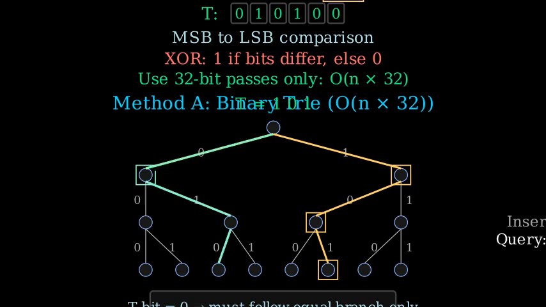Example: insert two numbers, 010 and 100. Now query for the number 110 with target T equal to 101. We will highlight the equal path and add opposite subtrees when the target bit is 1.